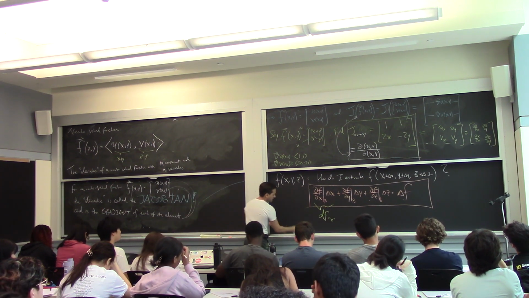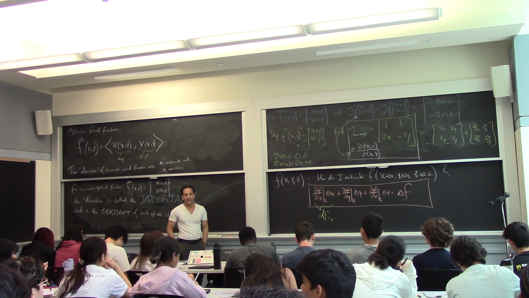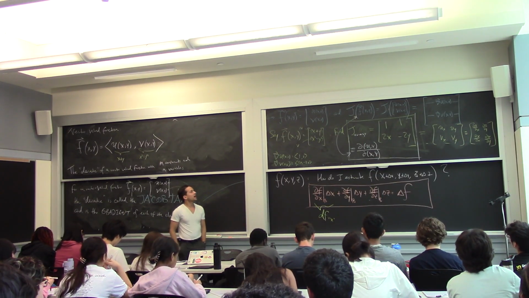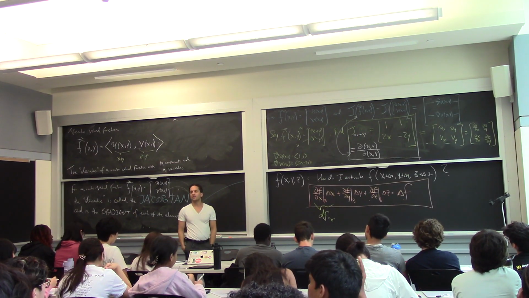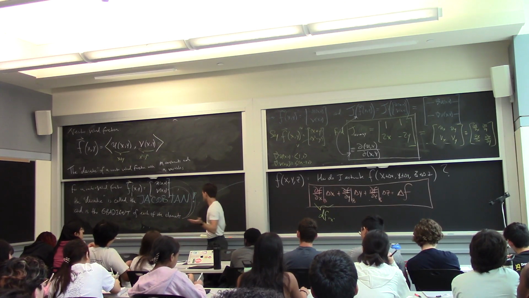And believe it or not, the Jacobian works in a really cool way because let's say that you wanted to find, let's say that x and y were themselves functions of other variables, t and s.